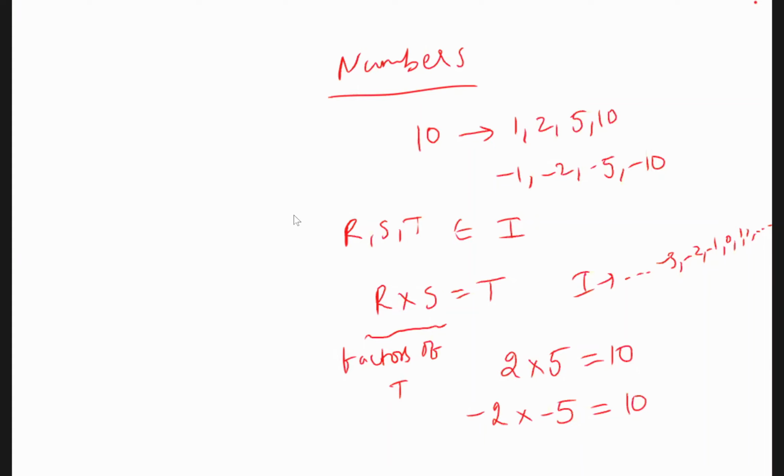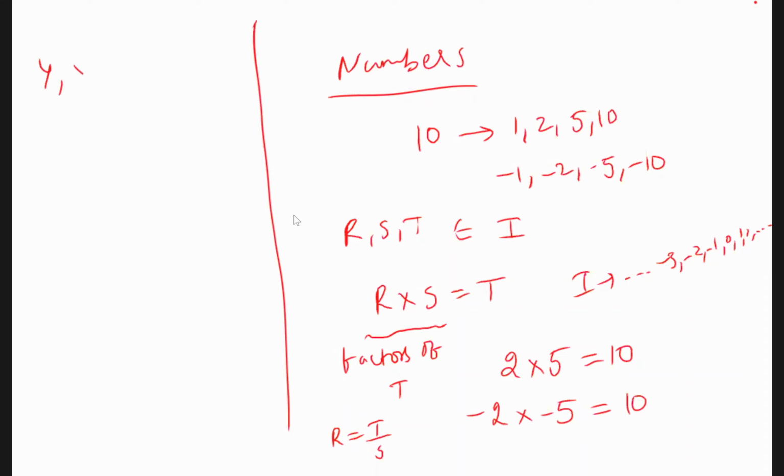Now this is one way to put the definition of factors. R into S gives us T. Similarly, you can write R is equal to T by S. R into S is equal to T is nothing but R is equal to T by S. Then also you can say S is a factor of T. So while solving problems, we'll be looking at a simple rearrangement of this formula.